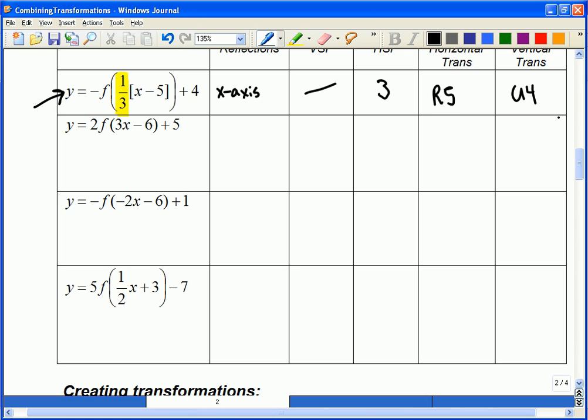Catch up here. The first thing you should have done is a little bit of factoring. There are no reflections here. Nothing has been changed to a negative, so none to look for. But there is a vertical stretch factor, which is 2. There is a horizontal stretch factor of 1/3. It is moved right by 2, remember, not the original 6, but 2. And it's moved up by 5.